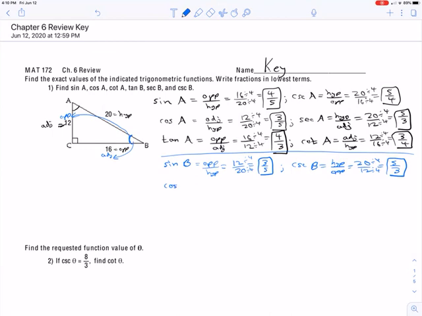Let's go to cosine. Cosine of angle B, again, is the adjacent side over the hypotenuse. The adjacent side to angle B, the side next to it, is 16 units in length over the hypotenuse, which is 20.